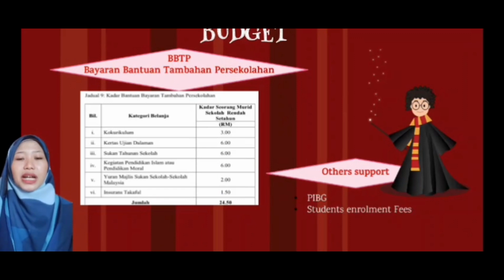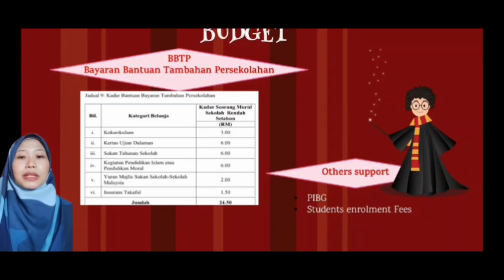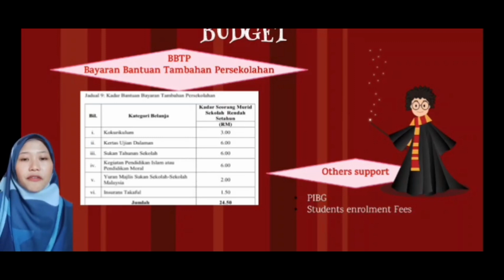Next, we have Bayaran Tambahan Persekolahan (BTP). Okay, starting from 2012, the government has agreed to abolish BTP that has been put on parents as they are responsible to pay for early school fee. This is one of the government initiatives to improve school well-being. The table lists the amount of financial support that will be received by the students. The average total financial budget for BTP is 24 ringgit 50 cent.